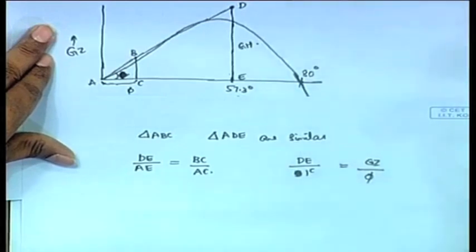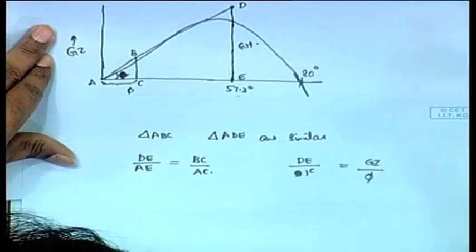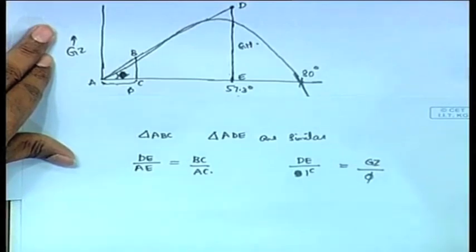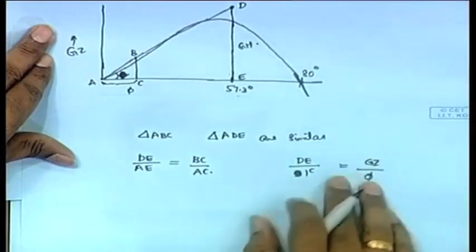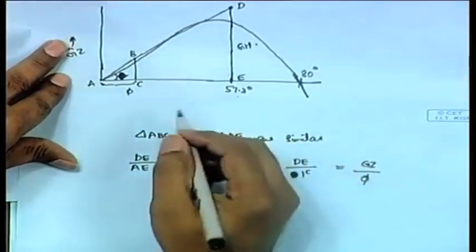Okay. Yeah. Is B not on the curve? B is on the line. B is on the line. Then why will it represent GZ at phi? BC, why should it represent GZ, right? Yeah. Oh, actually, that's a good question.